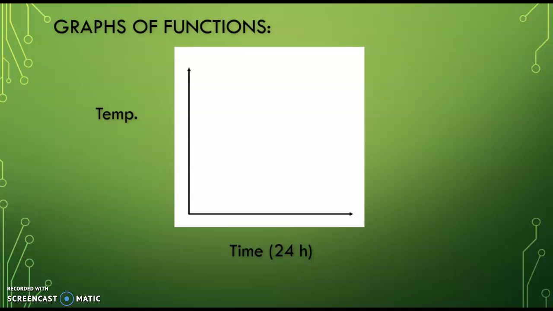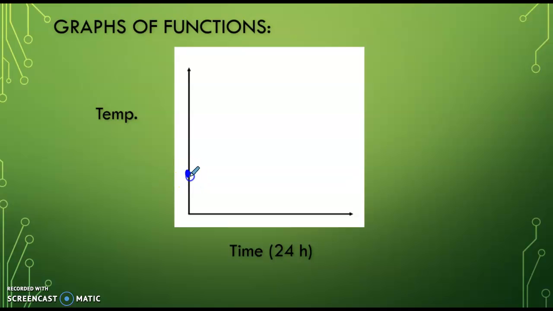Now, here's another one. This one is not going to be a linear relationship. It's a function. There's a clear relationship between temperature and time over a 24-hour period. So think about it this way, if the day begins at like 6 a.m., what happens to the temperature, generally speaking, over the course of the day? And if you want to try and sketch this one on your own, go ahead and have a crack at it. You might start it here. The temperature might start somewhere around here.